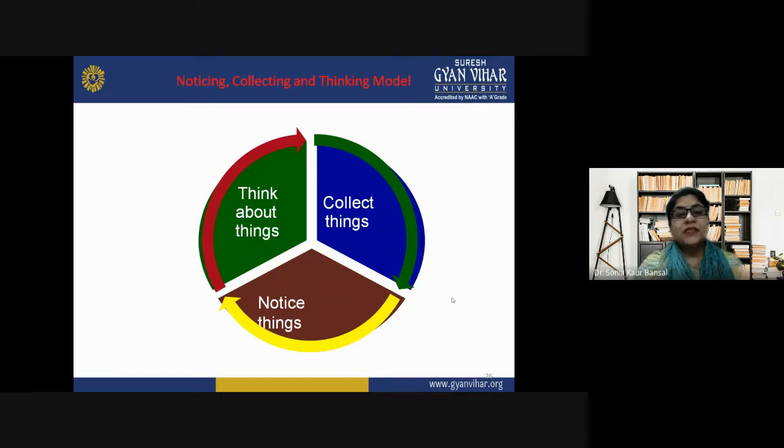Then second thing is collect things. Now you collect all the things, important aspects of the things or important points, just jot them down and then think about things. So this is how qualitative data is gathered. Notice things, collect things, and think about things.